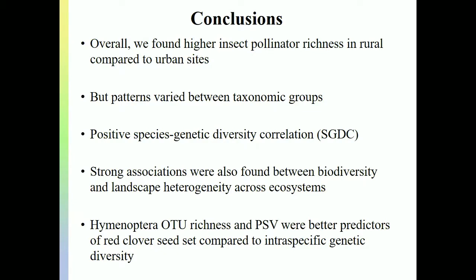We found strong associations also between biodiversity and landscape heterogeneity across ecosystems, pointing out the value of landscape ecology for studying biodiversity. And also we found that Hymenoptera OTU richness and phylogenetic species variability were better predictors of red clover seed set compared to intraspecific genetic diversity. And that is not something that we didn't hypothesize. It's okay, due to the fact that pollination is a product of an interaction, and probably visitation rates are more important than intraspecific genetic diversity in explaining variations in seed set.